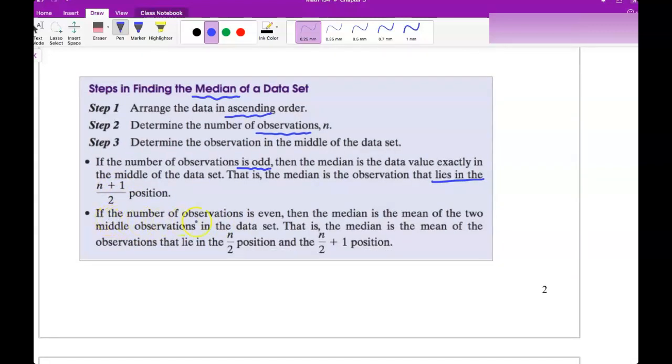The next one, if the number of observations is even, then the median is the mean of the two middle observations. And here is the position of our median: the mean of the observations that lie in the n divided by 2 position and the (n divided by 2) plus 1 position.